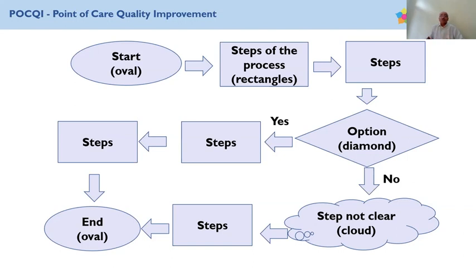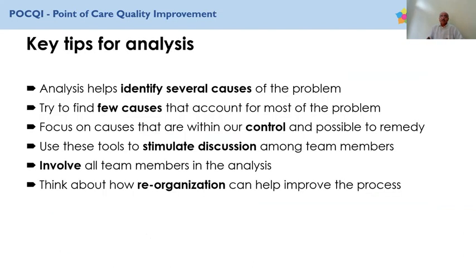So focus on this process flow chart. The key tip of analysis is that analysis helps us to identify several causes of the problem. It also helps us to identify the few causes that are most important for that problem. It also helps us to focus on the things which are under our control and where we will act, which saves our effort, saves our frustration, and at the same time, it stimulates the discussion among team members as to how to contribute to develop solutions for solving this problem.